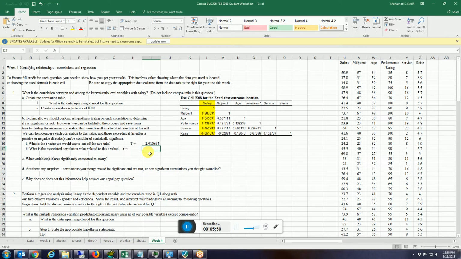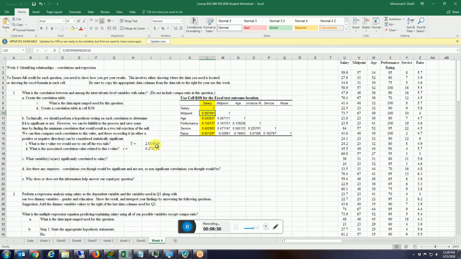So the formula is the square root of t critical squared over t critical squared plus the degrees of freedom. So equal to the square root of this guy squared, divided by, in parentheses, this guy squared plus degrees of freedom, which is 48 in our case, and then we close all the parentheses, we get 0.2787.